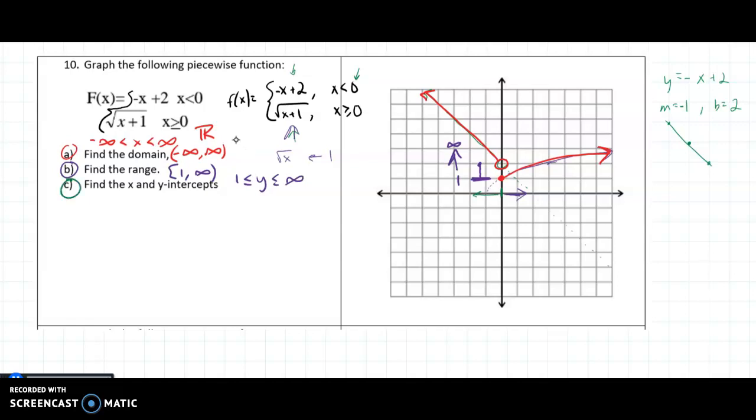Lastly, we want to find the x- and y-intercepts. So notice there is no x-intercept. This graph here doesn't hit the x-axis at all. Because remember, this is the x and this is the y. So the x-intercept would be where this thing hits the axis. And you can see that the mother function down here would hit the x-axis, and this line would hit the x-axis right here. But the red one, it doesn't hit anywhere.